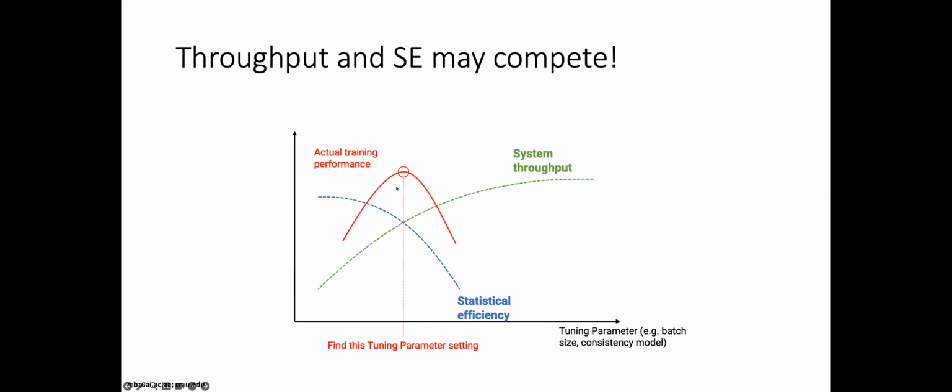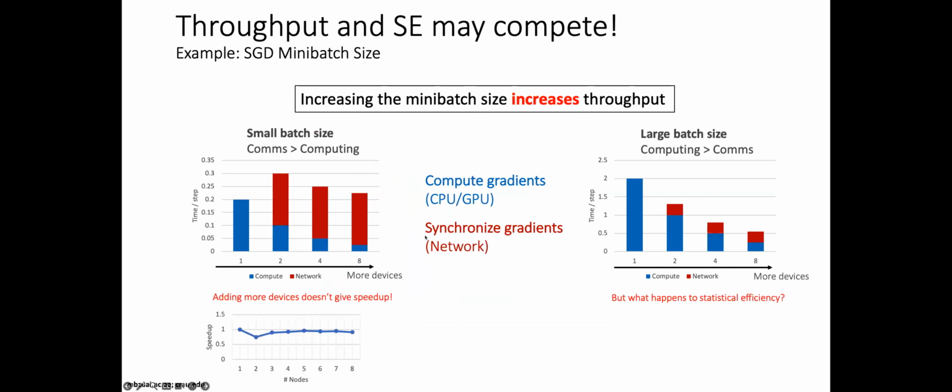So what we actually want to do in systems is to find that sweet spot, which is the part where this product of the two curves is maximized. Okay, let's talk a bit more about how throughput and SE compete. I talked about batch size, and this is an example.